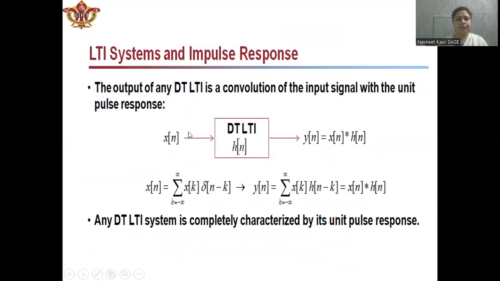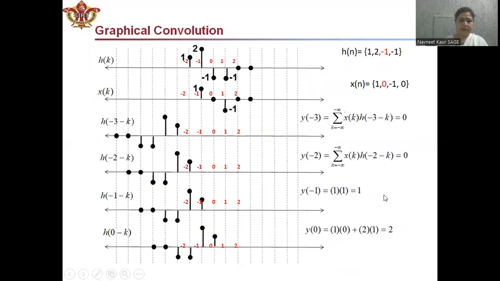Now, the output of any DT-LTI, discrete-time LTI system, is represented by this formula, summation x[k] h[n minus k], which is given as x[n] convolution operator h[n]. Now, we will see one example where we are calculating the convolution of the two sequences h[n] and x[n].